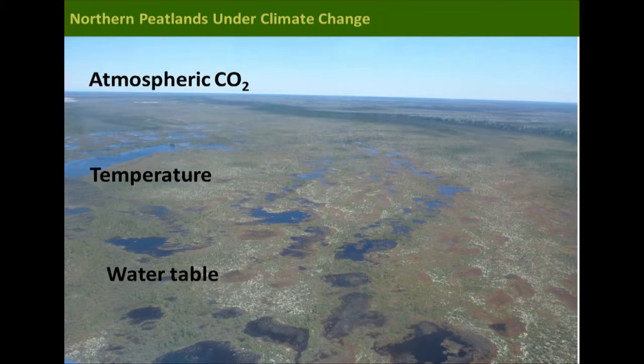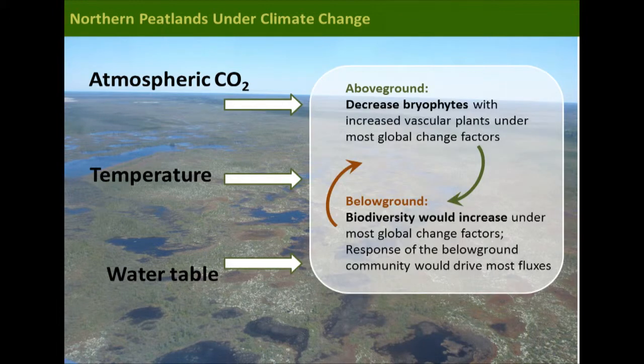However, there are some apparent changes for northern peatlands. Changes in atmospheric CO2, changes in temperature, changes in moisture regimes. And these are all expected to affect directly both the above ground as well as the below ground communities in a way that's going to directly alter decomposition rates.